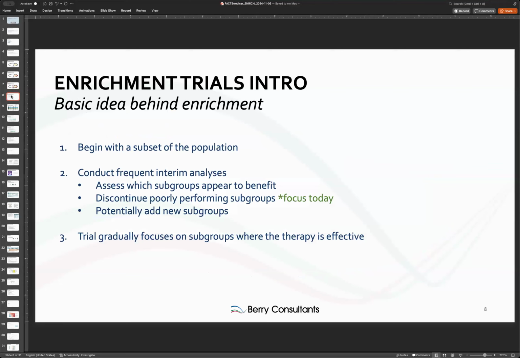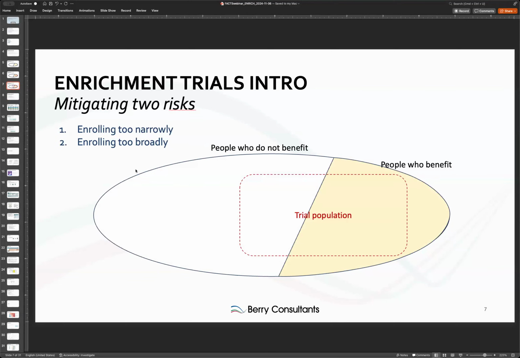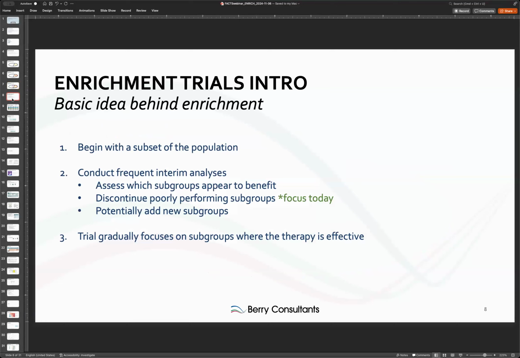So the basic idea behind enrichment is to dynamically adjust, as the trial moves on, where this red boundary is. That's the big idea. How this works is you begin with a subset of the population. You define a burn-in inclusion-exclusion criteria, and you conduct frequent interim analyses as you go in your trial. On each analysis, you assess which subgroups appear to benefit. What we're going to talk about today, what the enriched trial does, is it discontinues poorly performing subgroups.